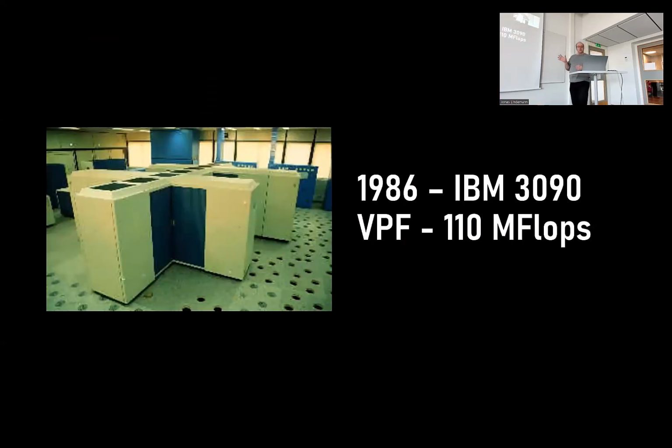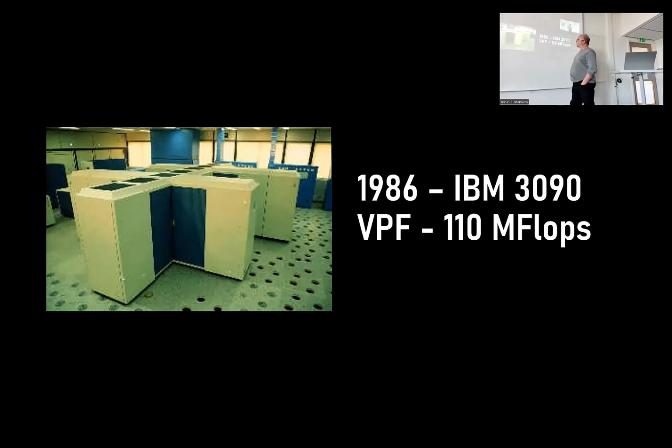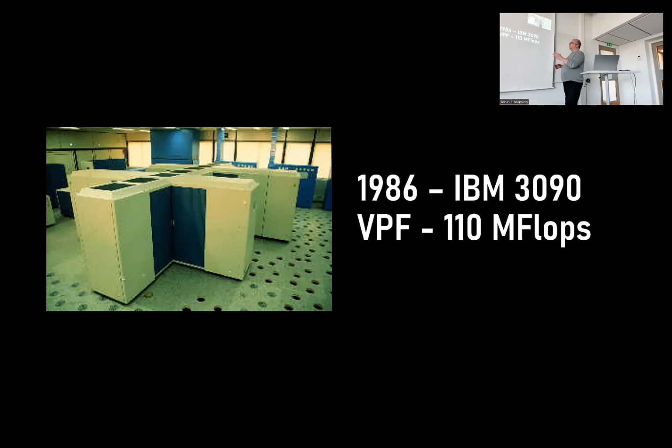1986, the reason I bring up this computer, this was the first supercomputer we had at Lund University. This was IBM 3090, we had 110 megaflops. And this VPF stands for Vector Processing Facility. This was actually just a single processor, but the thing that is really good is it could process large vectors of data at the same time. So you could give it an array and it could give the same operation on the entire array. So it was a single processor, but it could handle multiple data.